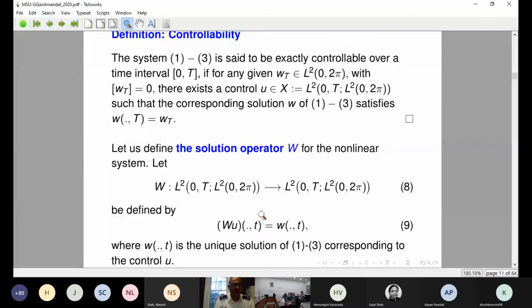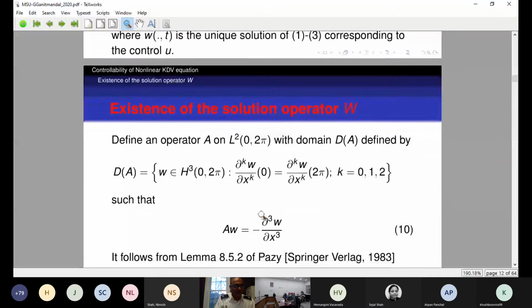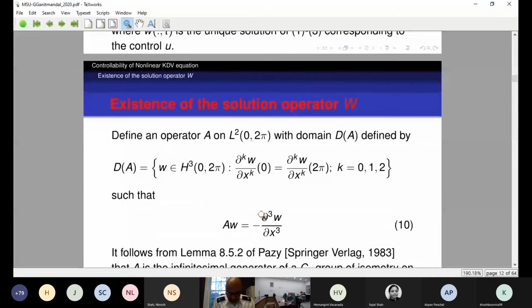Please make sure that you are working with two different spaces. One is your state space and another is your control space. Please keep this in mind. Now, existence and uniqueness of the solution operator. Once you define your operator, you have to make sure about the existence and uniqueness of your solution operator. And for that, we have to define the domain of A, because this operator A is a generator of a strongly continuous semigroup, or, depending on the system, a strongly continuous group or group of isometry.